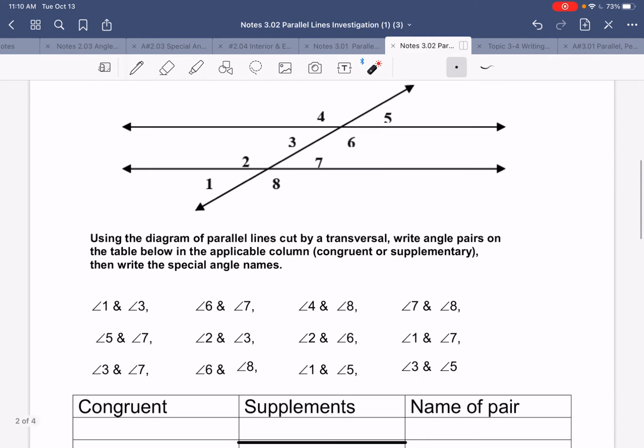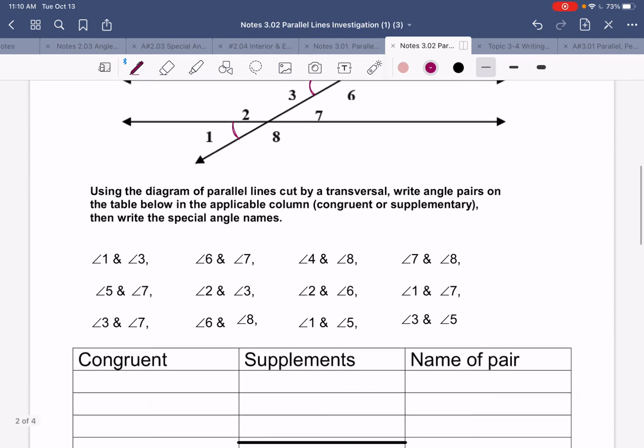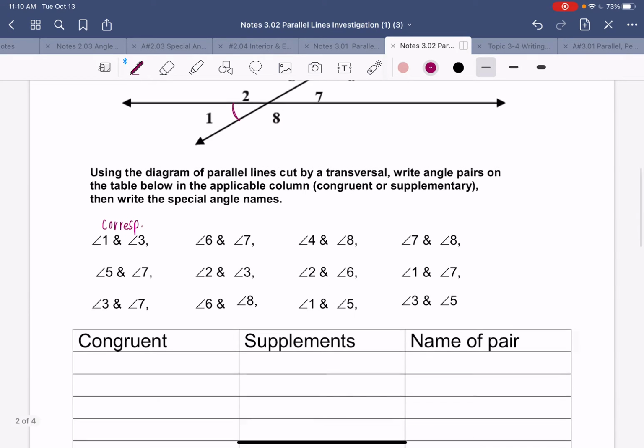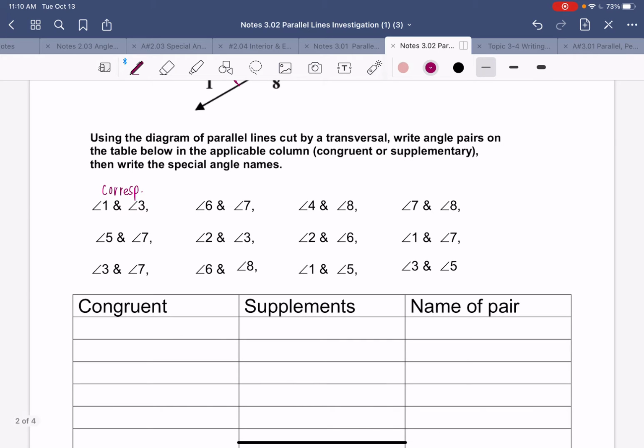Okay, so we're talking about 1 and 3. So angle 1 and angle 3 are corresponding angles. So if they're corresponding angles, they are congruent. So angle 1 and angle 3 go here, and they are corresponding.